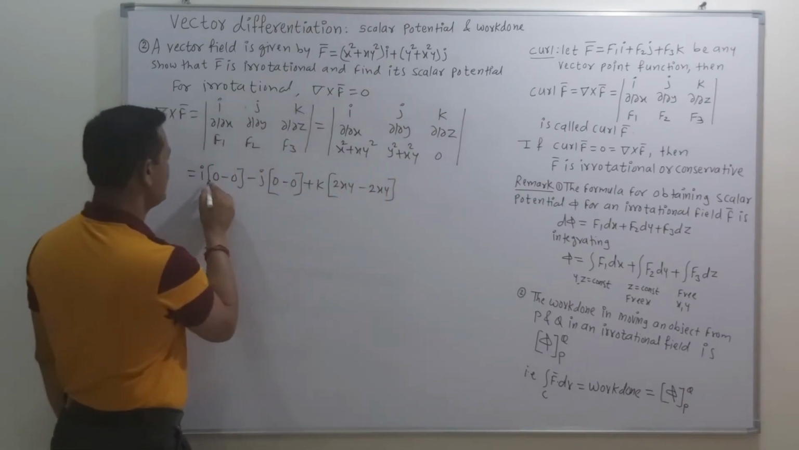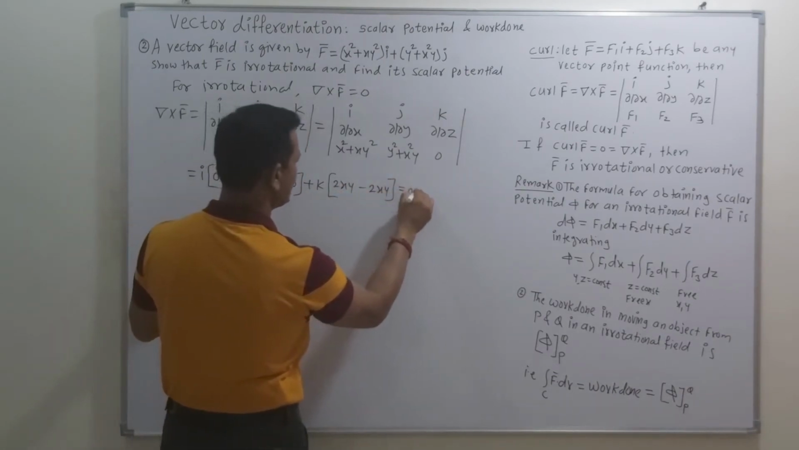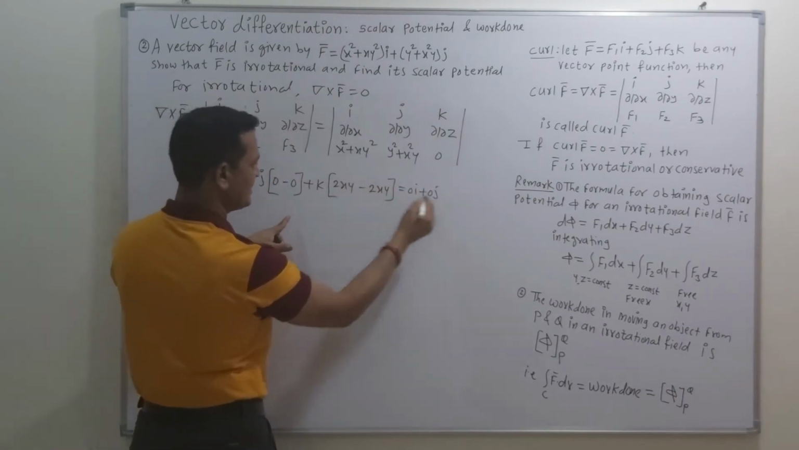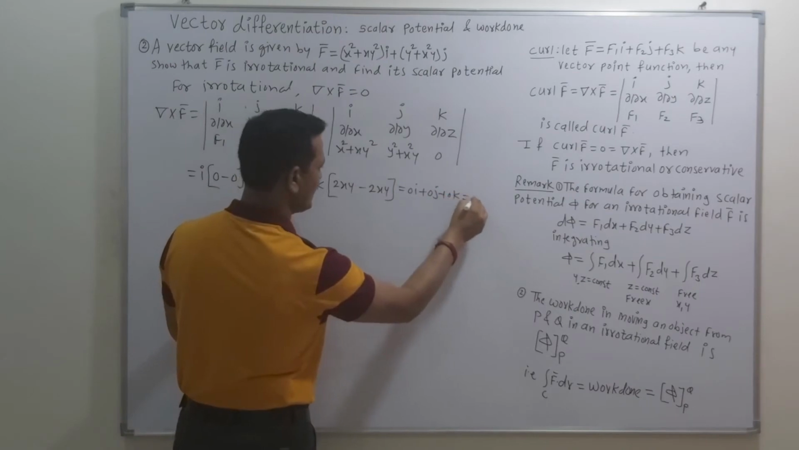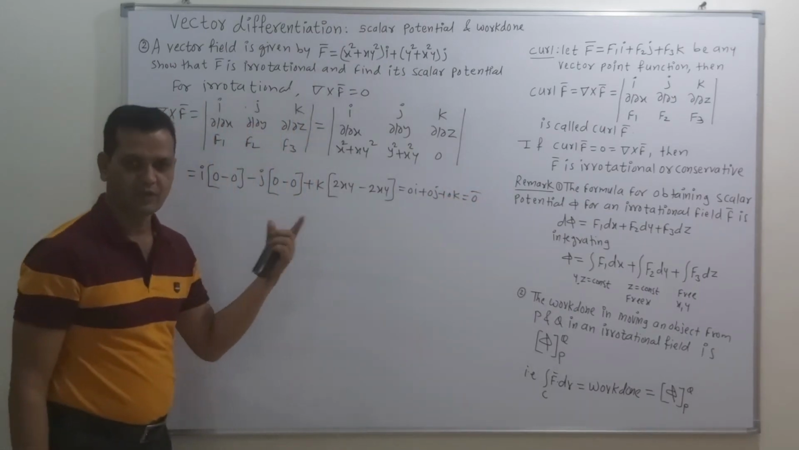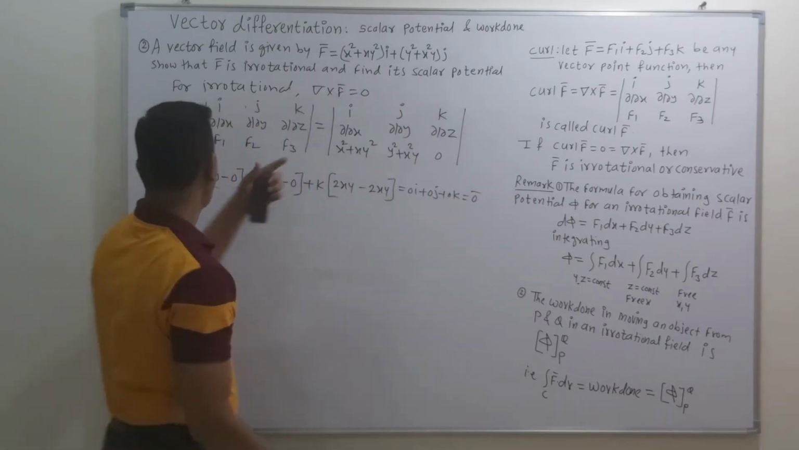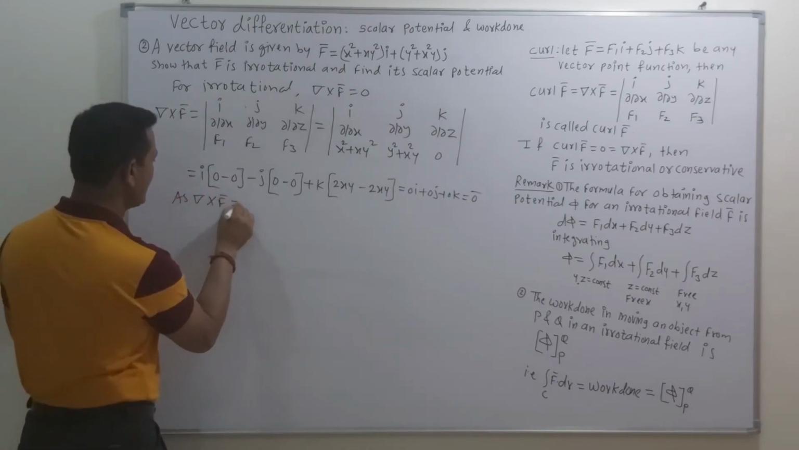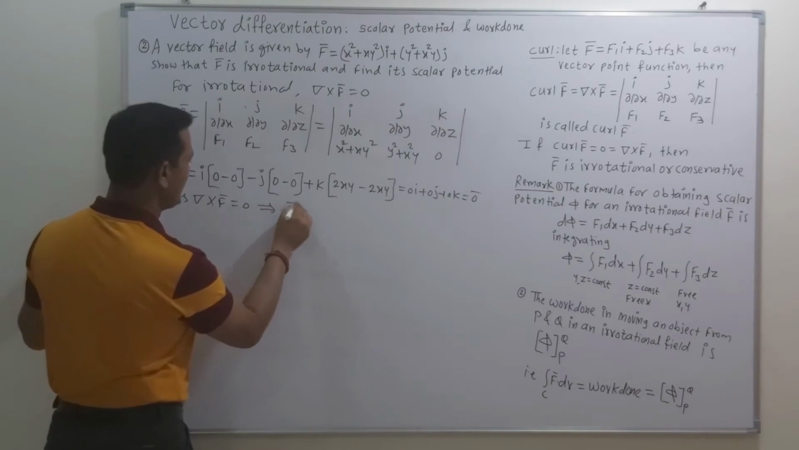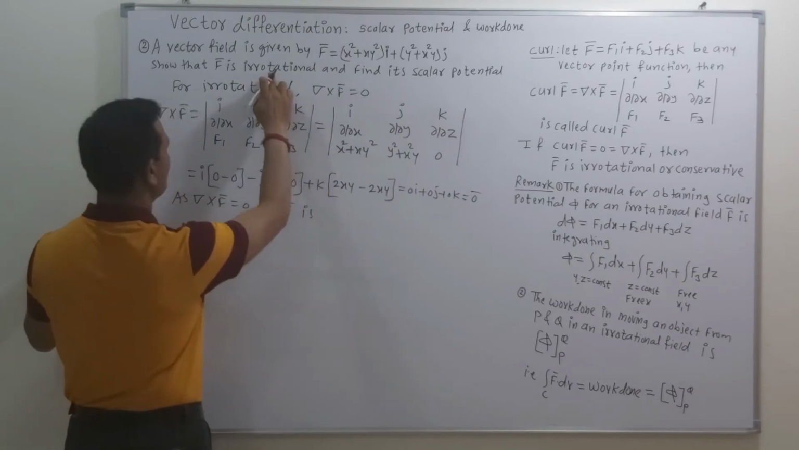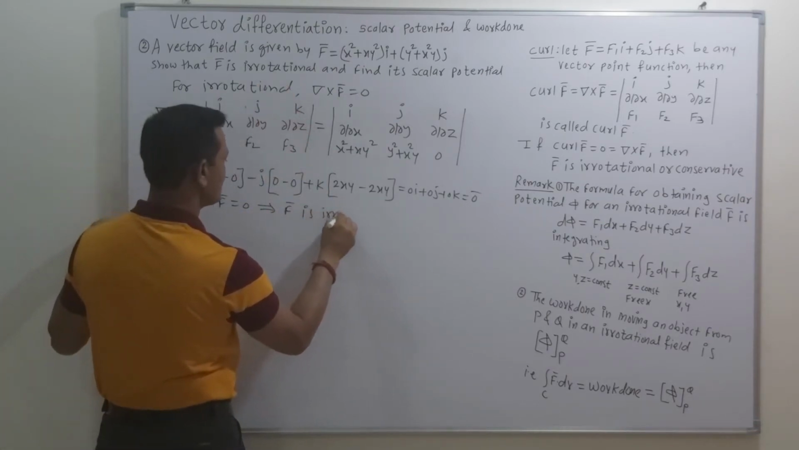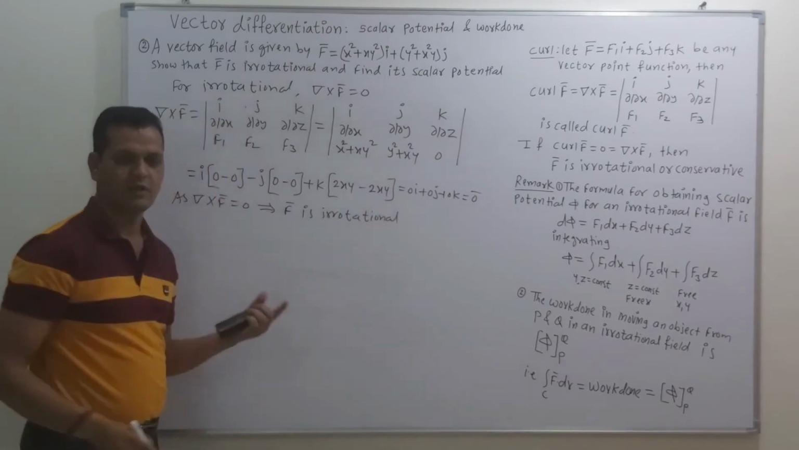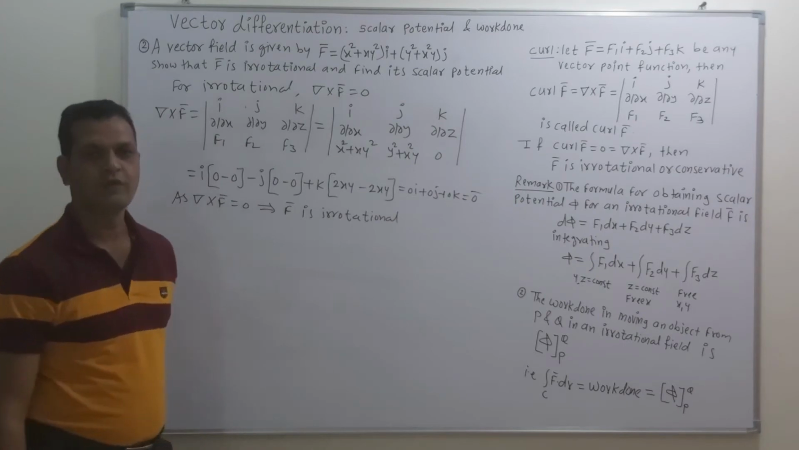Now friends, we can write this as 0i plus 0j, so then this term will get cancelled and we get this as 0k, that means we get the value of 0. So as the value of del cross f bar is equal to 0, this implies that f bar is irrotational. So this is the answer which is related to the first question.